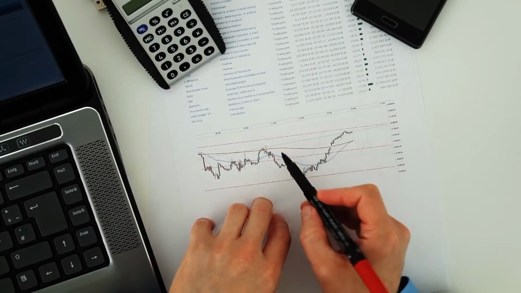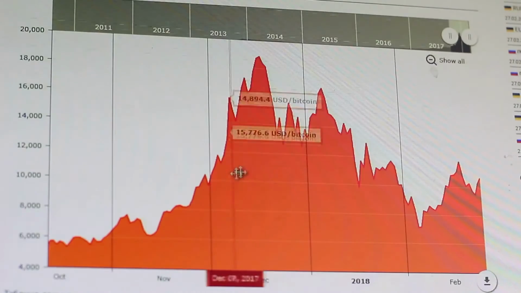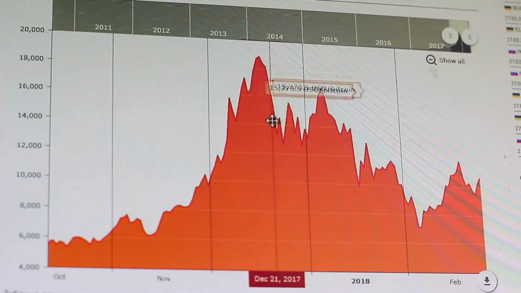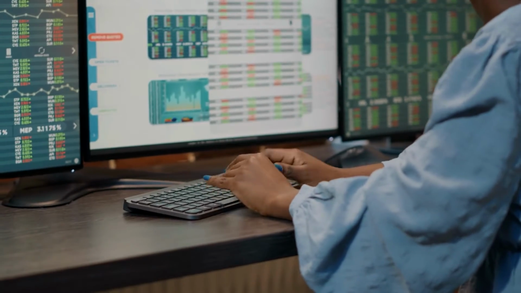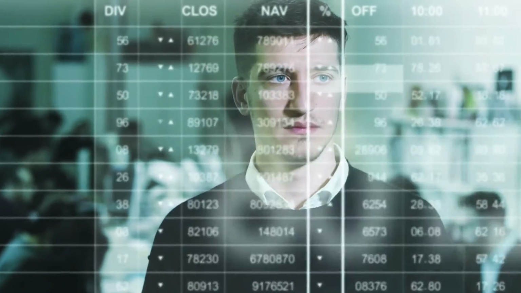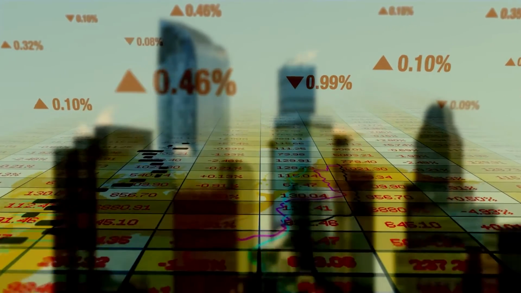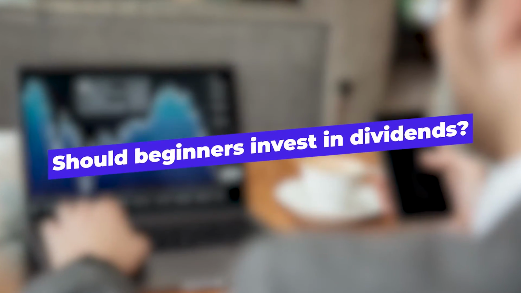Therefore, it's always smarter to purchase a dividend stock with a lower yield that is sustainable than to go for a high return providing dividend that might prove unsustainable in the long run. Besides, focusing on dividend development, a company's history and capacity to raise its stock dividend often proves to be more beneficial. Should beginners invest in dividends?